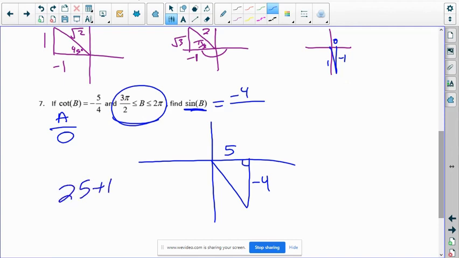This is the square root of 25 plus 16. 25 plus 16 is 41. So the square root of 41. So we have negative 4 square root of 41 over 41.